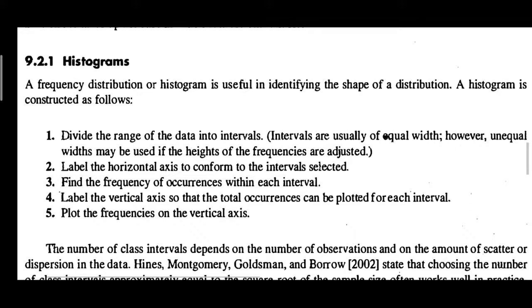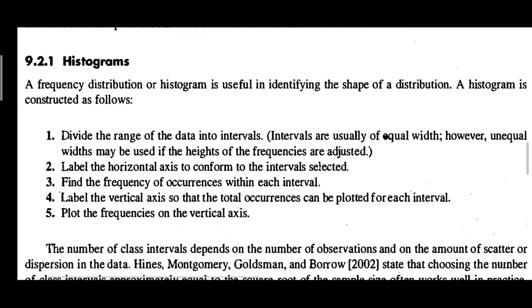The first one is to divide the range of the data into intervals. The length or size of the interval may be equal or unequal. Intervals are usually of equal width, however unequal widths may be used if the heights of the frequencies are adjusted. Second, label the horizontal axis to conform to the interval selected. This is the histogram, a graph-like structure.